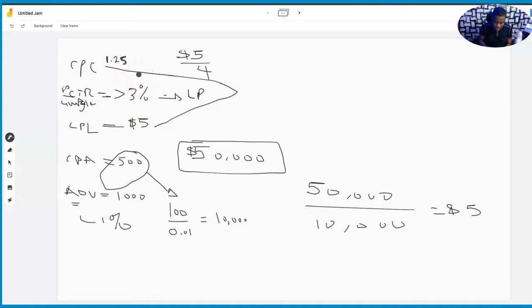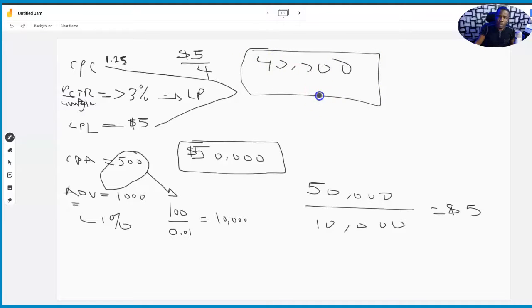if you say, let me see what I have here. 50,000 divided by 1.25. So how many clicks do you need in all to arrive here? 50,000 divided by 1.25 will give me 40,000 clicks. So my 40,000 clicks will become 10,000 leads. I'm going to spend $5 per lead to get these 100 customers.